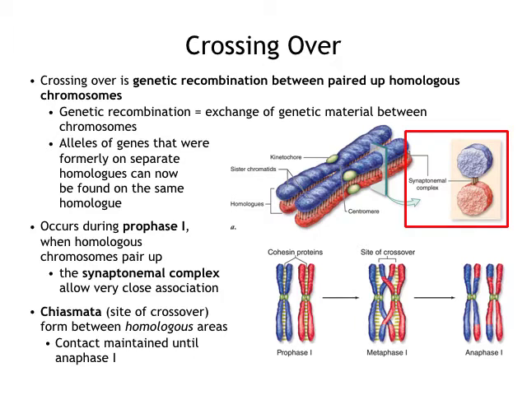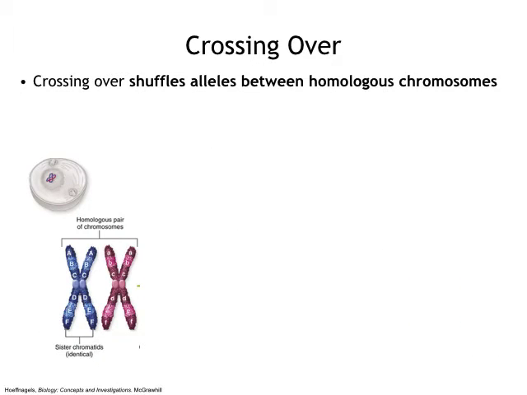And the chiasmata is the site of crossover. It's the little X there where the genetic material is being exchanged, where the chunks of chromosome are being exchanged. And so that contact is maintained until anaphase 1 when they're ripped apart. And then you essentially now have new chromosomes that are a hybrid of the 2 homologous chromosomes.